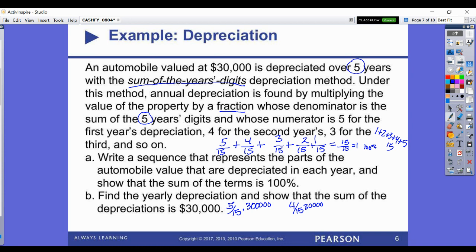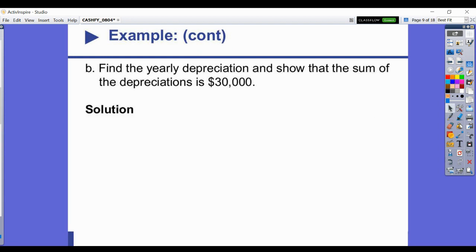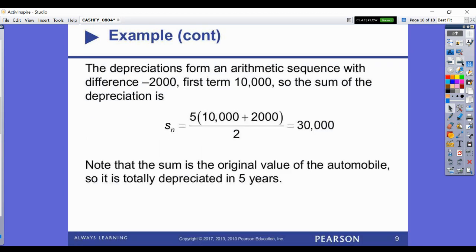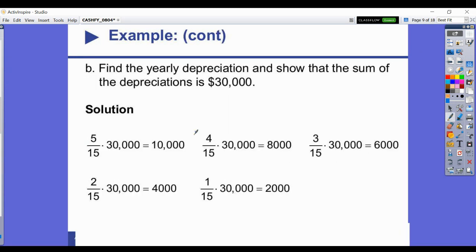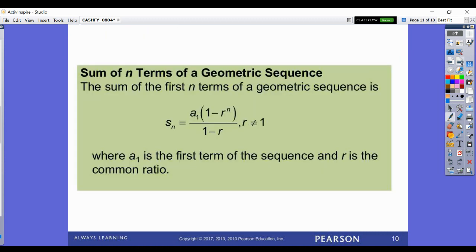So let me show you what that looks like. We already answered part A. Part B. Here are each of the years, 1, 2, 3, 4, 5. And if you add up all of these numbers, you get 30,000. So we fully accounted for the full value of the car. You can also use the sum of arithmetic sequence formula. The first year was 10,000 and the last year was 2,000. And there are 5 terms divided by 2 always, and it came out to 30,000 also. So that's just another way to show that they add up to the same thing.